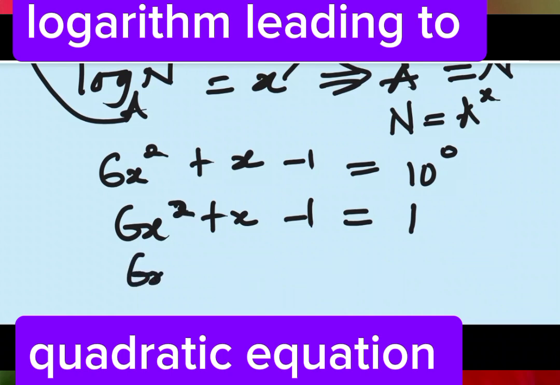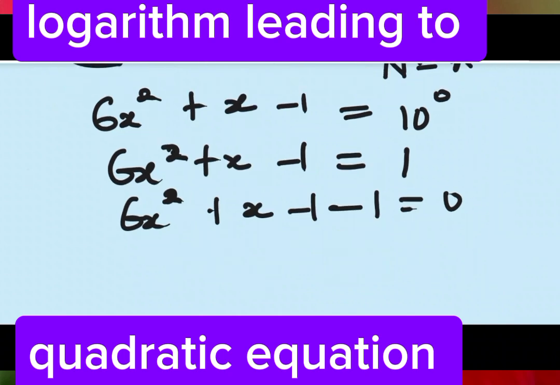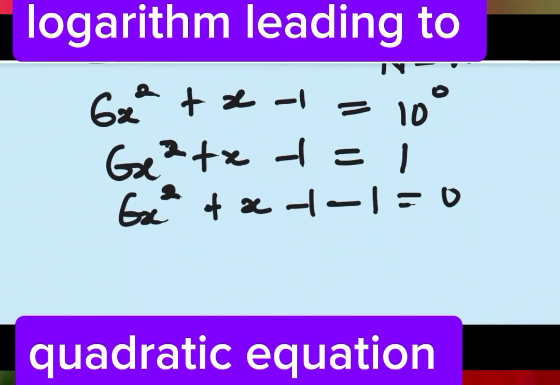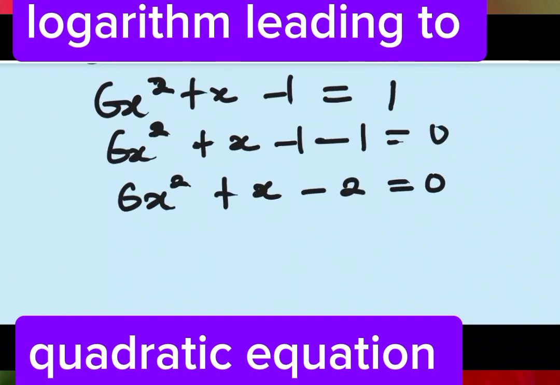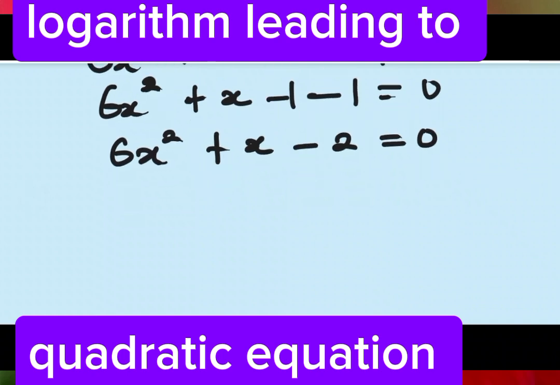So we have 6x squared plus x minus 1. Bringing this one inside, you have minus 1 equals 0. So this is the same thing as 6x squared plus x minus 2 equals 0. This is a quadratic equation.